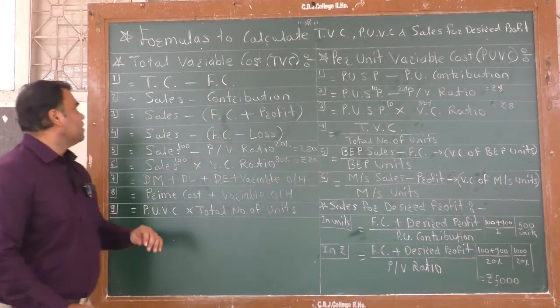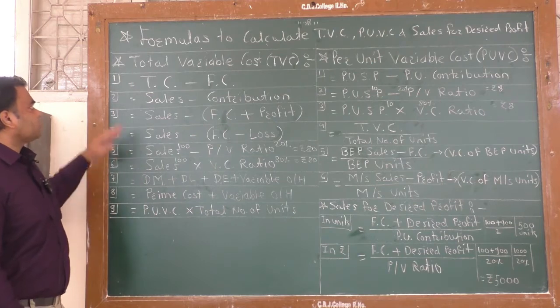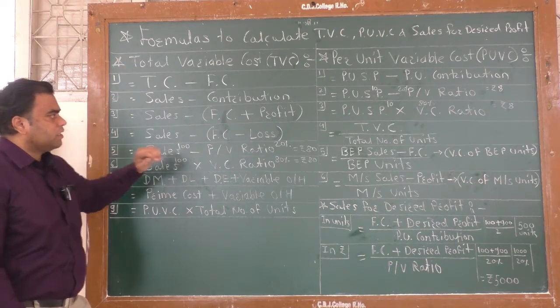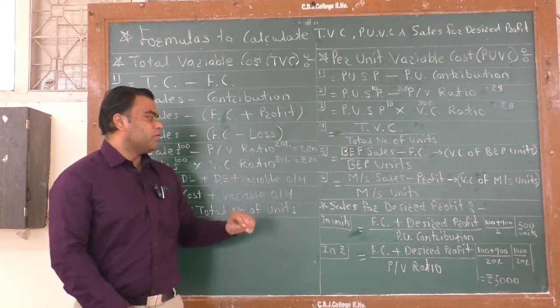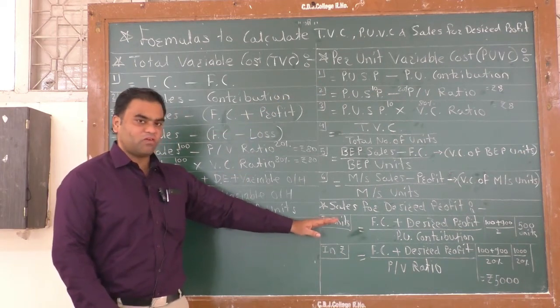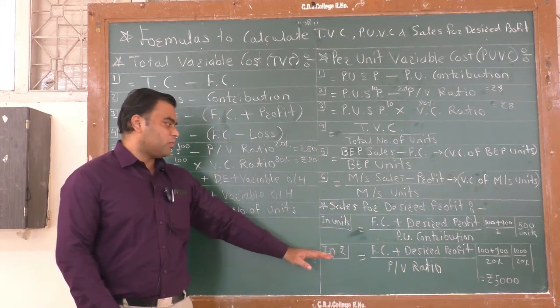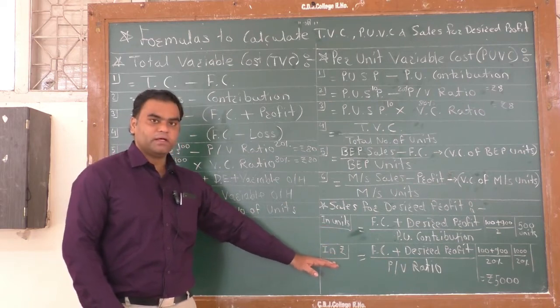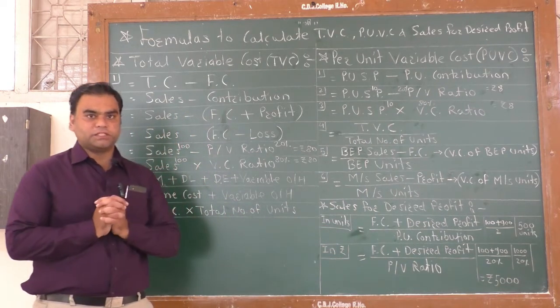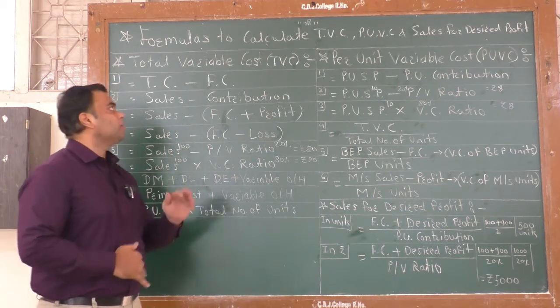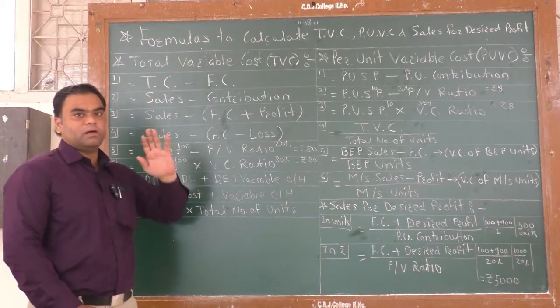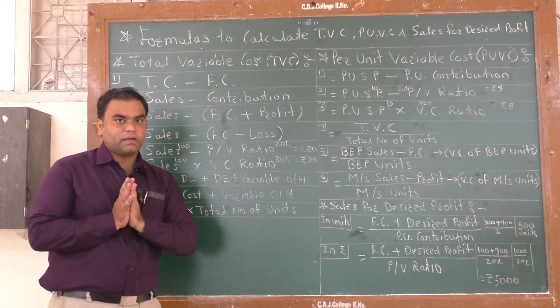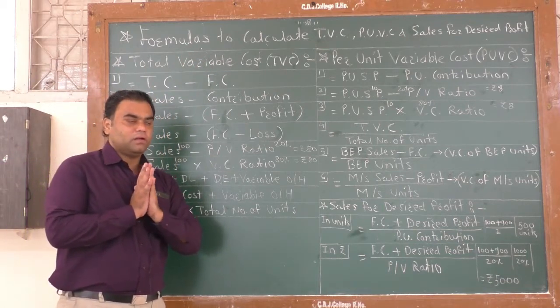So total 9 formulas to calculate total variable cost, total 6 formulas to calculate per unit variable cost, 1 formula for sales for desired profit in units, and 1 formula for sales for desired profit in rupees we are going to discuss in this lecture. So let's start with formulas to calculate total variable cost.